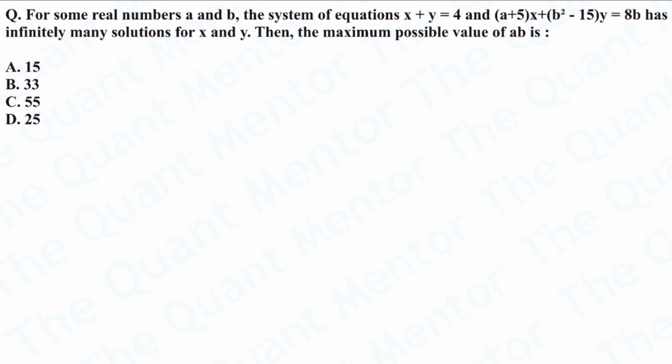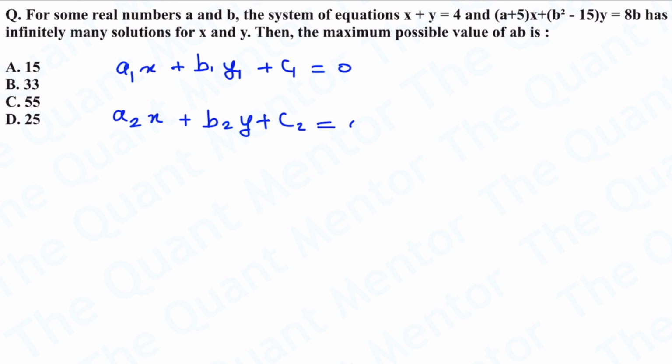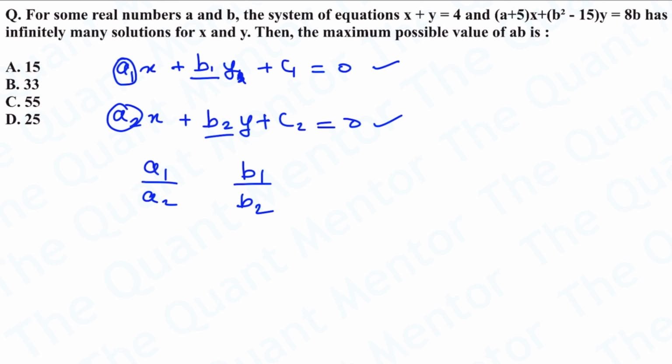So the first thing we need to understand to solve this question is, guys, whenever we have two linear equations of the form a1x plus b1y plus c1 is equal to 0 and another linear equation a2x plus b2y plus c2 is equal to 0, when I have these two linear equations, whenever the ratio of the x coefficients, that is a1 upon a2, the ratio of the y coefficients, that is b1 upon b2, and the ratio of the constant terms, c1 upon c2, are all equal, only then we can say that the two straight lines have infinitely many solutions, right?